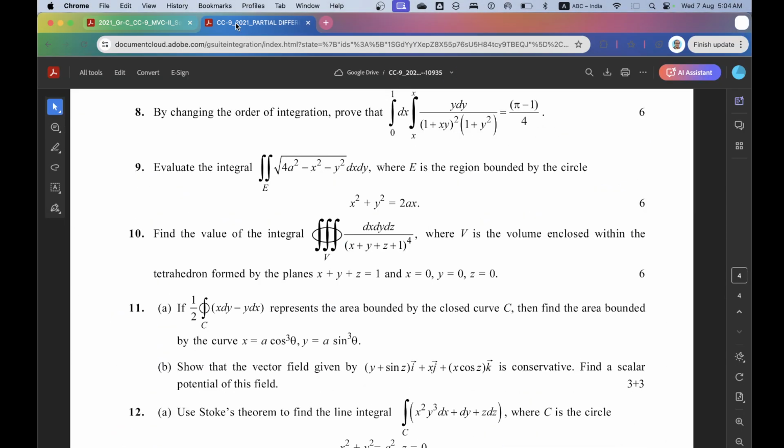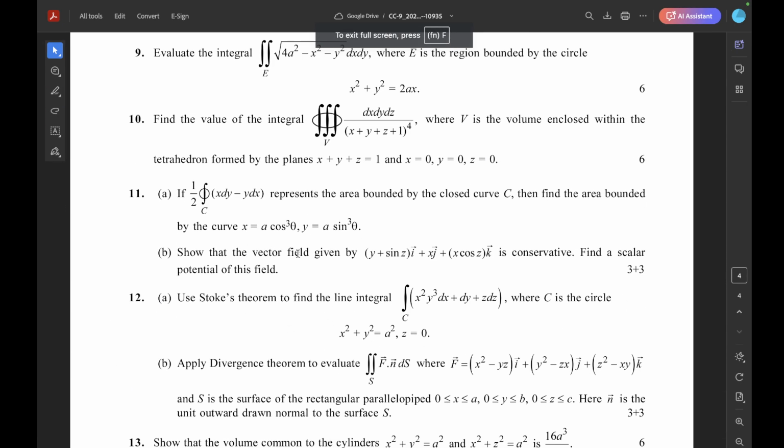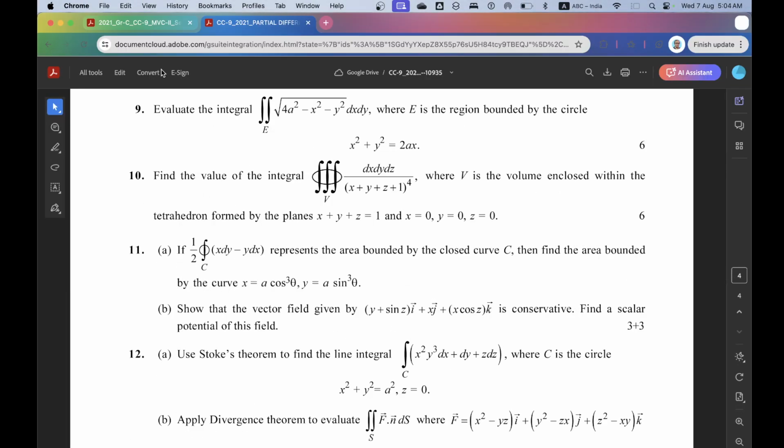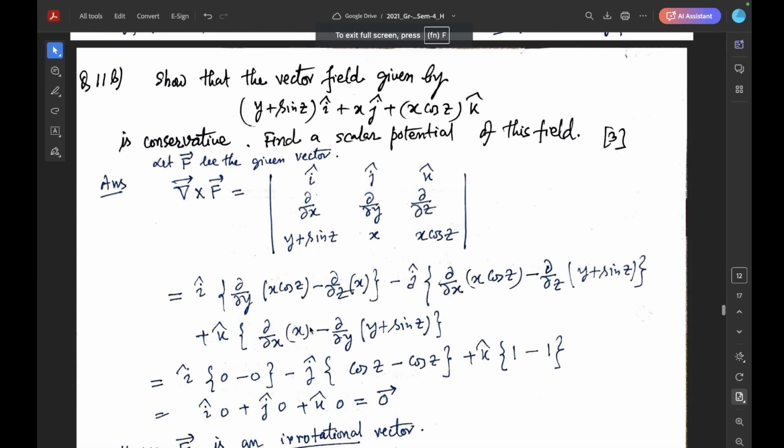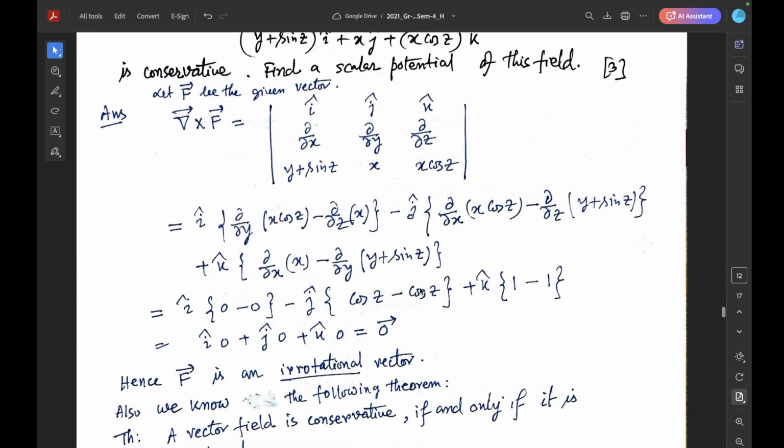Next question, 11b. Show that the vector field given by y plus sin z i cap plus x j cap plus x cos z k cap is conservative. Find a scalar potential of this field. Now first we find this curl F: i cap, j cap, k cap, del del x, del del y, del del z, and these components of this vector F, y plus sin z, x, x cos z. And after simplifying we get this is equal to the null vector.